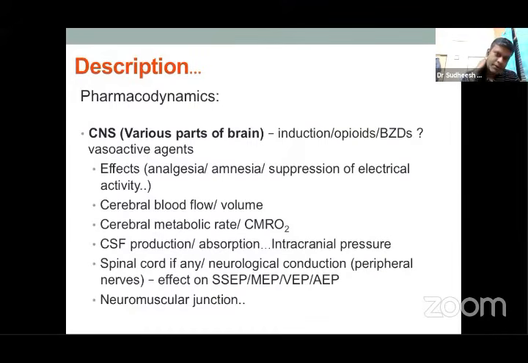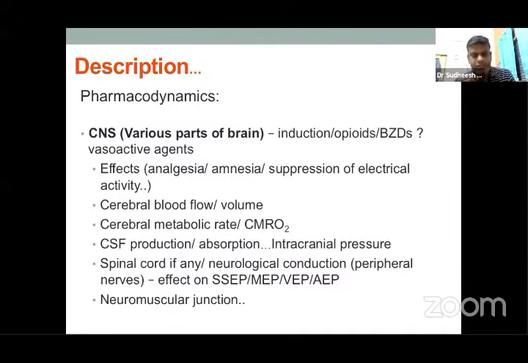So therefore, it is important to understand the effect of a drug on cerebral metabolism as well as CMRO2, oxygen requirement, and then the effect on CSF production and absorption, basically to understand the dynamics of intracranial pressure. And then you can also think about the effect of a particular drug on the spinal cord, areas of the spinal cord such as the anterior horn, posterior horn, lateral horn, or the tracts, spinothalamic, various tracts. Usually they are almost similar. Generally it's a depression.